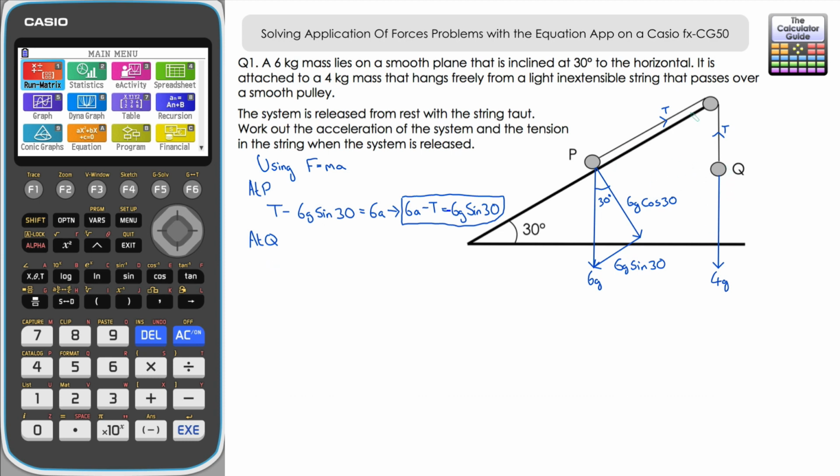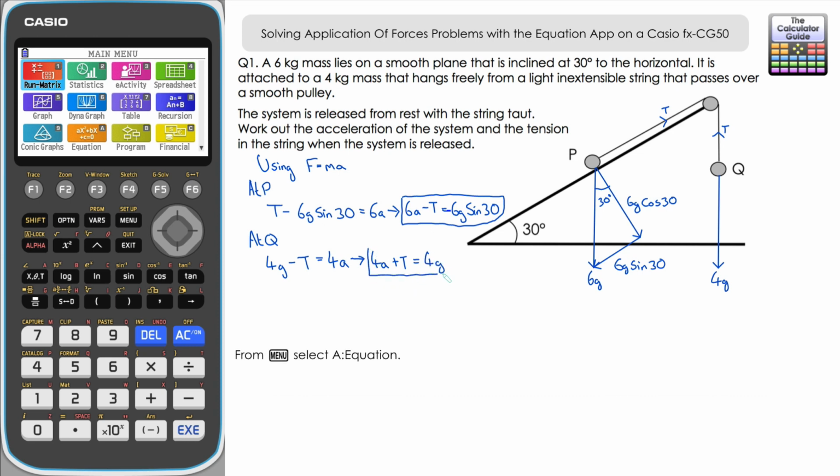We're going to solve these simultaneously, so we do need a second one. So let's form an equation at Q. So at Q, the direction of movement will be down. So let's take that direction as being positive. So 4g will be positive. In the opposite direction, we have the tension. So 4g minus T equals ma, which is 4a for Q. And once again, we're just going to rearrange this so that the two unknowns are on the same side. 4a plus T equals 4g. Right, now we have our two simultaneous equations.